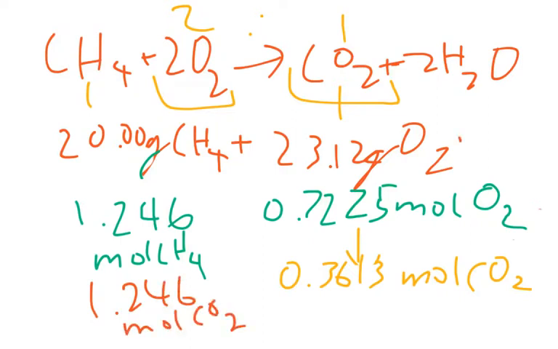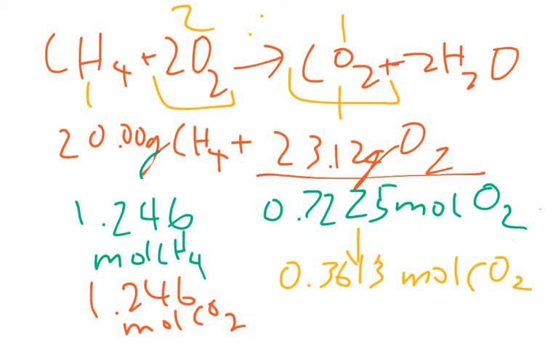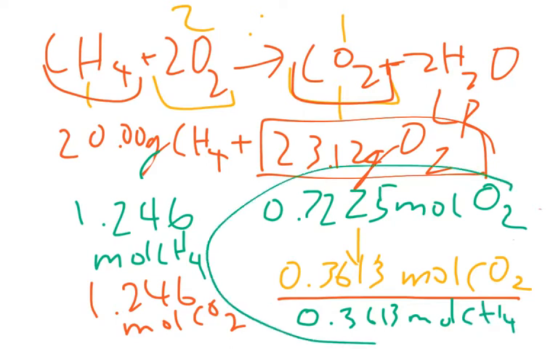So notice how the oxygen gas produces less product than the methane. So therefore, oxygen gas is our limiting reagent or reactant. So let's find out, if we produce this much carbon dioxide, how much methane is consumed. So if we know that it's a 1-to-1 ratio, then if we produce 0.3613 moles of carbon dioxide, then we, of course, consume 0.3613 moles of methane.